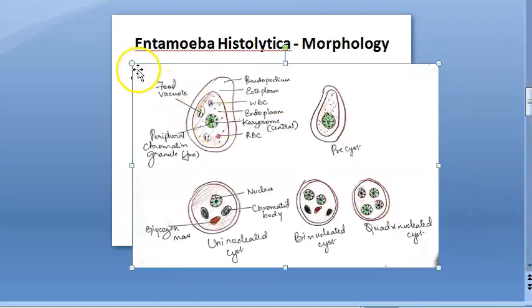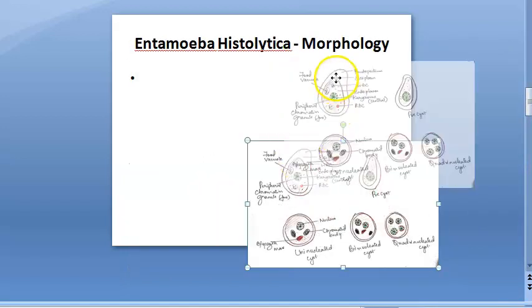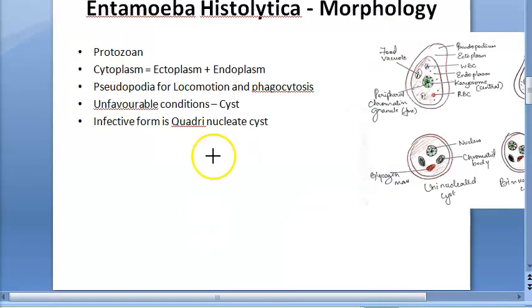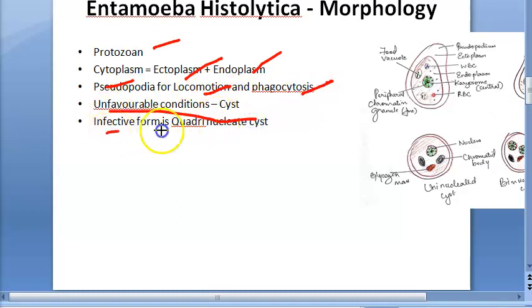Okay, morphology. Let's see what it is and we'll just make some points here, otherwise we will forget. So it is a protozoa, it has cytoplasm, it is divided as ectoplasm and endoplasm. Pseudopodia comes from the ectoplasm, it will help in locomotion and phagocytosis. In unfavorable condition, it will form a cyst, the infective form is the quadrinucleate cyst.